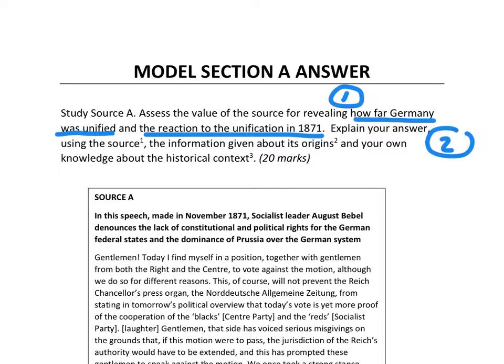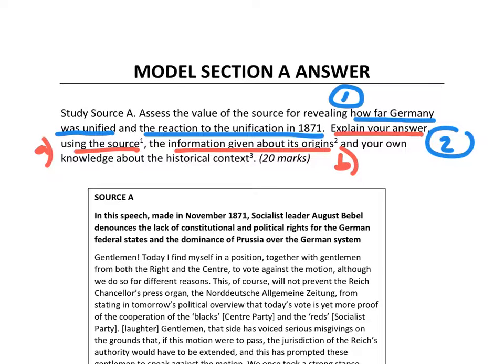So you're asked how far Germany was unified, and the reaction to the unification. So there's two parts. And then within each of those parts, you're asked to do three things. You're asked to explain your answer using the source. That's the first one, A. You're asked to explain your answer using the provenance, the information given about its origins, its nature, its purpose, the context, the time it was written, etc. So that's the second one.